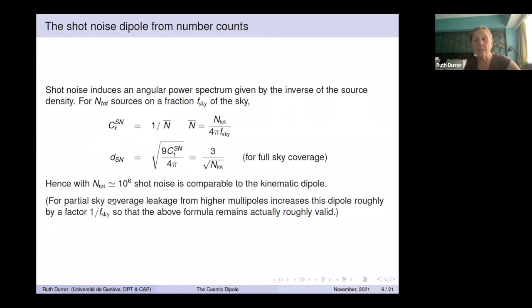So for a million sources, that's the typical number for radio surveys, you expect a shot noise contribution to the dipole which is roughly the same as the kinematical dipole you expect if the CMB is the right thing. That's also something not to forget about. But there is this huge shot noise if you have only a million sources. I mean, the Abell clusters by Lauer and Postman, I think they had 1,000 or something like that. Probably even less.